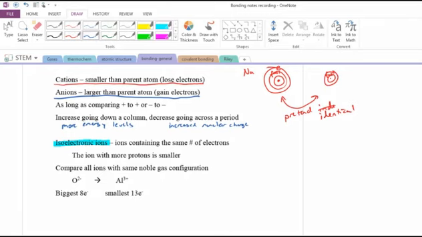Now, isoelectronic atoms. Never see iso in a word, it means same. So these are ions containing the same number of electrons. So in this case, the one with more protons is the smaller. So you can compare any ions that have the same noble gas electron configuration. The one with more protons will be smaller. The one with fewer protons will be larger.